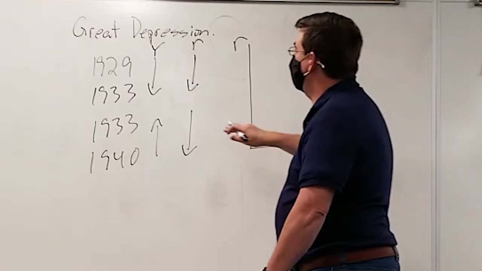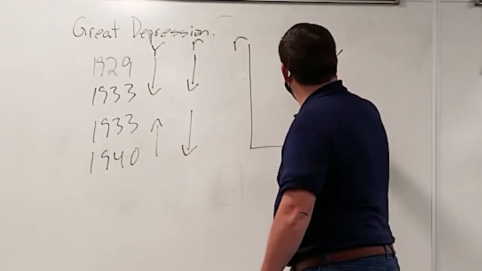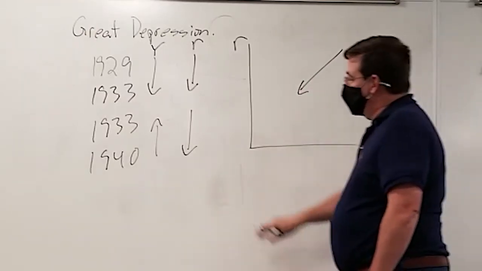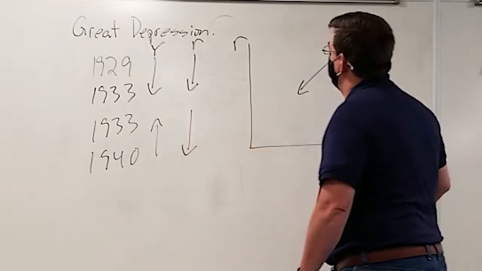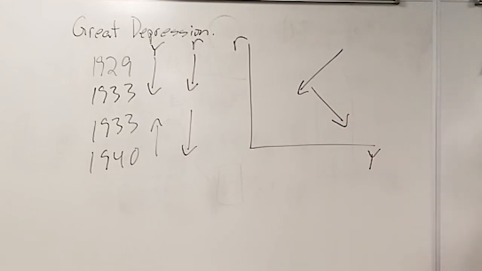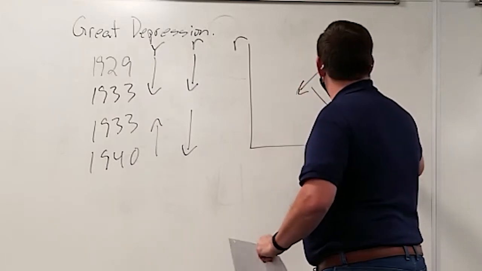So between 1929 and 1933, both output and the interest rate are falling, so we're moving in this direction. But then after 1933, output is increasing and the interest rate is falling, so we're moving in this direction. Can you draw a set of IS-LM curves that fit that data? Give it a shot. We've got three points here. Let's call it here, and here, and here.